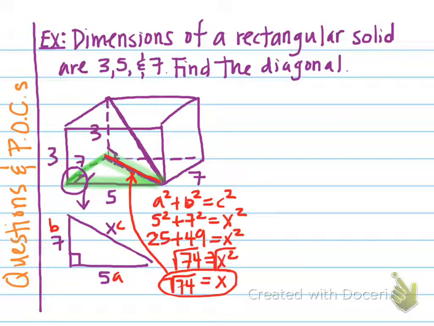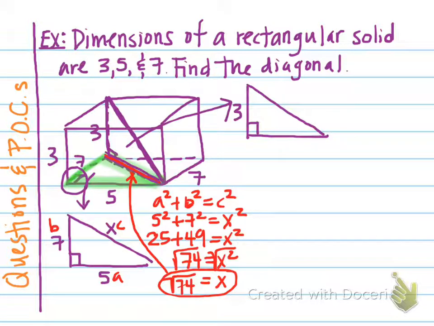Now let's take a look at the original right triangle that we looked at. That is this one right here. I'm going to go off to the side and redraw it. It's going to look like this. This is 3. Here's my right angle. I just found this bottom part to be square root of 74, and I need to find this. This is my diagonal. So let's go ahead again and use Pythagorean theorem.